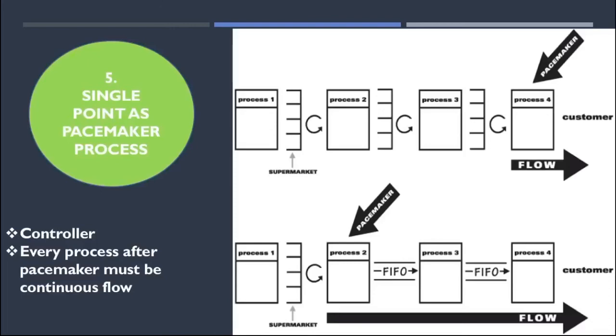Also, we cannot make process 3 the pacemaker because above it there is process 2, which is also continuous with process 3. So process 2 will be the pacemaker here. When you make a continuous process, in the fifth guideline you have to determine which will be the leader that controls the whole process.